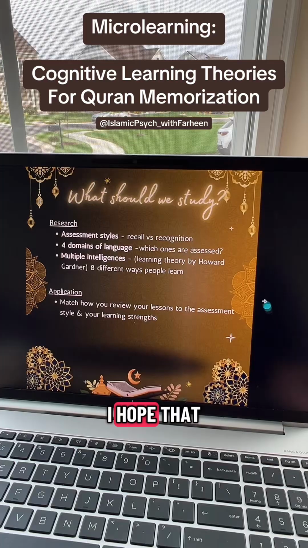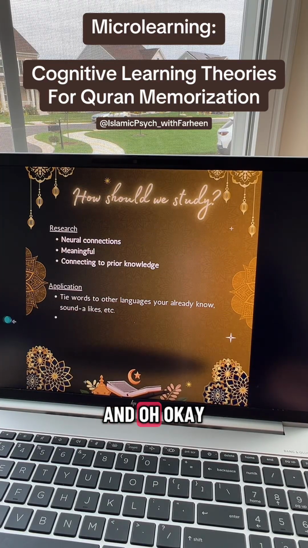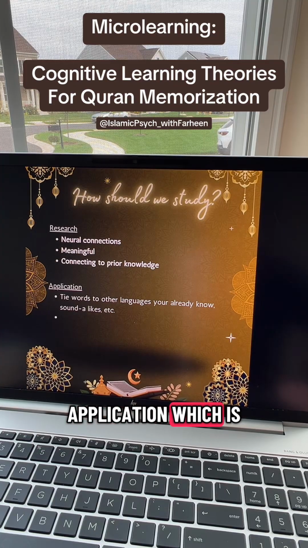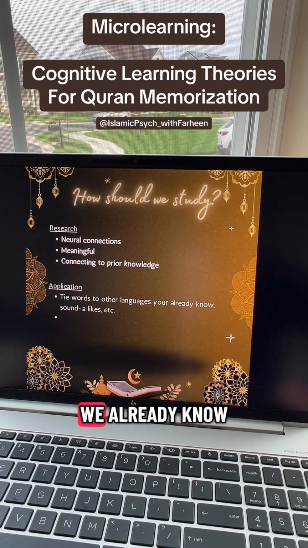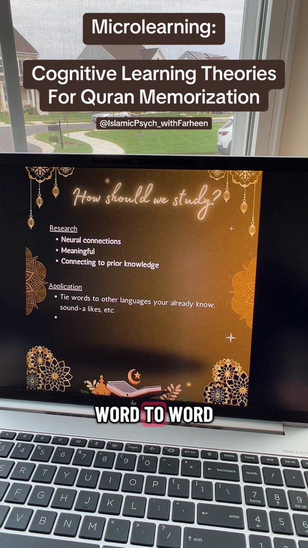So anyways, I hope that this was some helpful information. I guess we'll do this one. Don't mind the little bullet at the bottom, that wasn't supposed to be there. But basically, all the way on the bottom, application, which is really helpful. We want to be able to tie our new information to information that we already know. So when it comes to Quran recitation or memorization, word to word translations, things like that, you want to connect this new information to something that you already know.